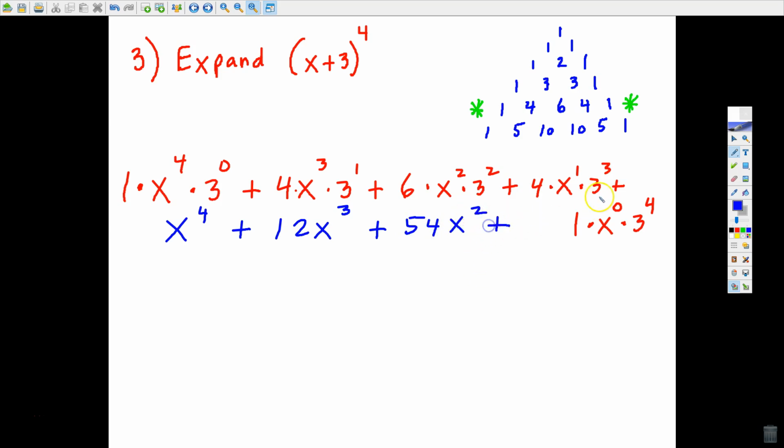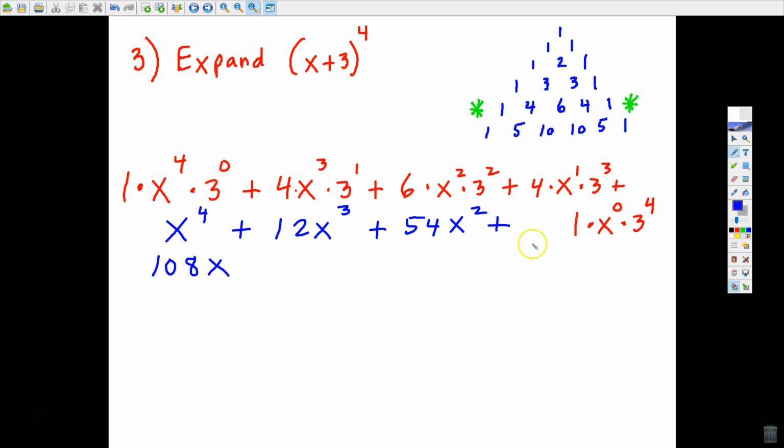Okay, let's move on. 3 cubed. 3 cubed is 3 times 3 times 3, which is 27. 27 times 4 is 108. So I'll just bring it down here: 108 x.